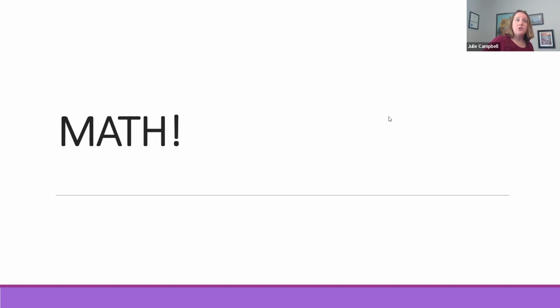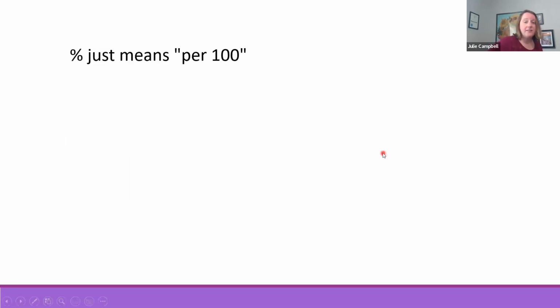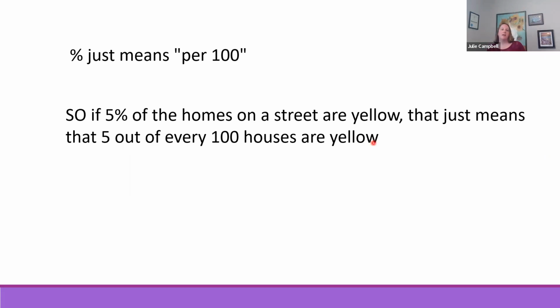So in this math, we use percent a lot in this class. And when we say percent, all we're saying is per 100. Percent just means per 100. So if I say something like, 5% of the homes on the street are yellow, all I'm saying is that out of every 100 homes, 5 of them are yellow. That's what we're saying. Percent is just saying per 100.